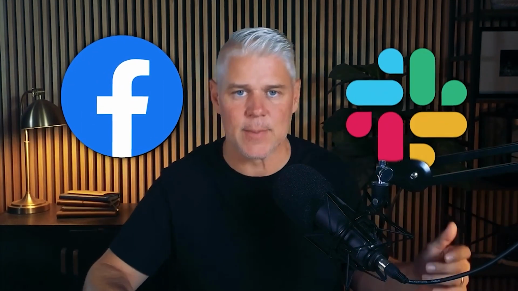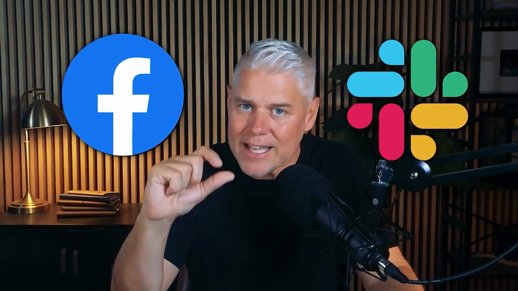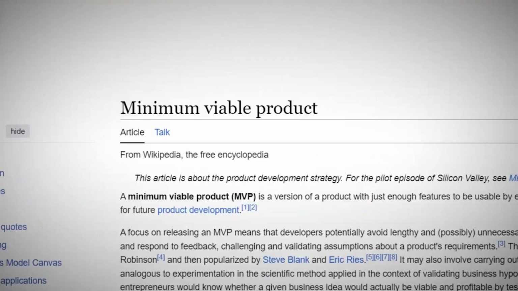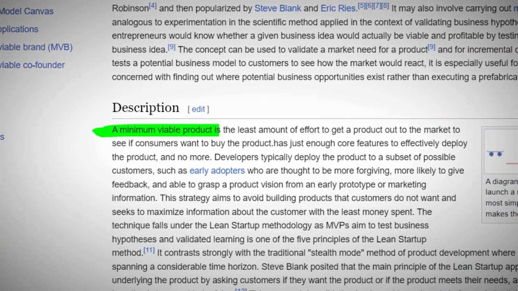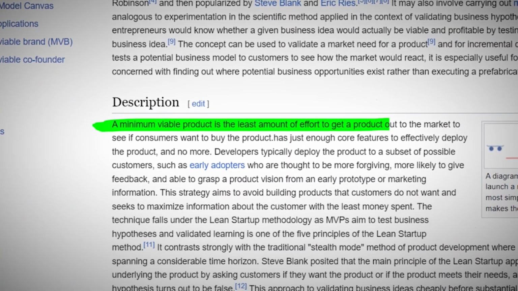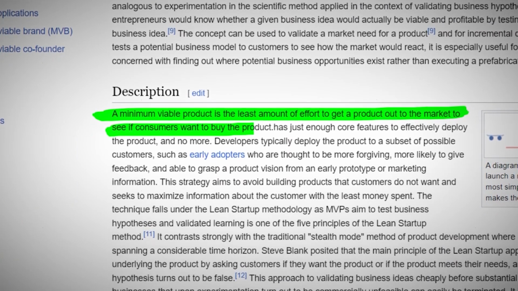Today, we know what Facebook is, or we know what Slack is, but those at one time were an MVP. Basically, you're getting just a few pieces of the big vision together to go, is this a thing that the market would actually want? So when I define the minimal viable product, it's basically what is the least amount of effort that we have to put in and produce to get it out to the market to see if people actually want what we have.